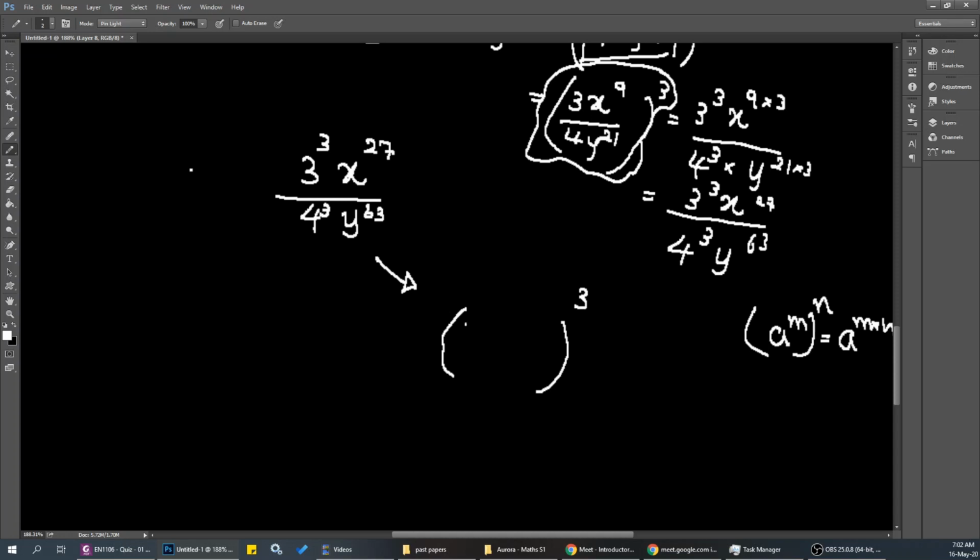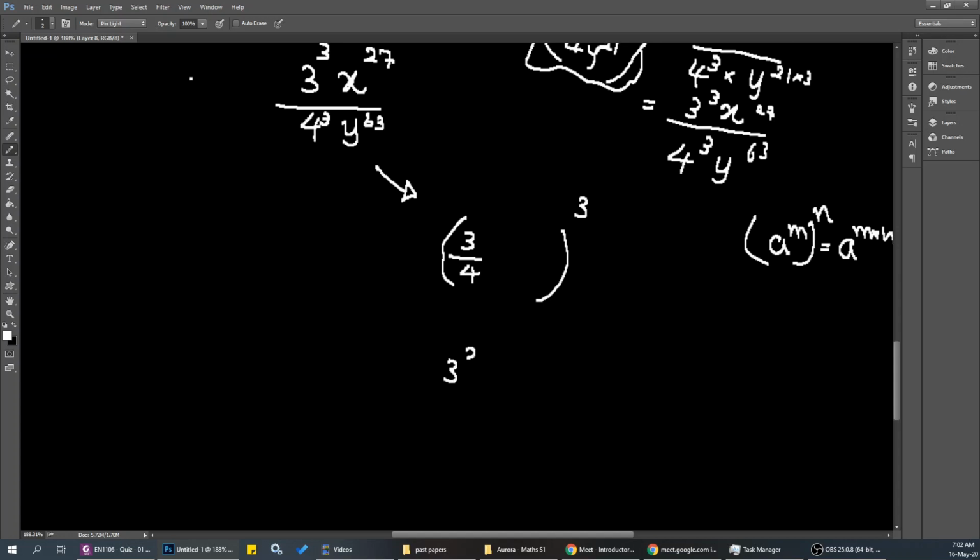So like that we can write 3 over 4. When we expand this, we get 3 to the power 3 over 4 to the power 3. Then for writing x, we need to write some kind of a power here. Also for y, we have to write a power here. And in the answer we have x to the power 27 and y to the power 63. Okay. Now based on this rule, you know that you just take the multiplication of the powers to get this particular one. So you need to have something. Let's say we call it a, and here we have b.